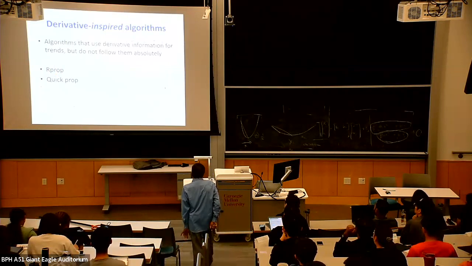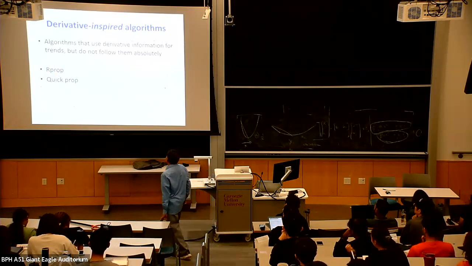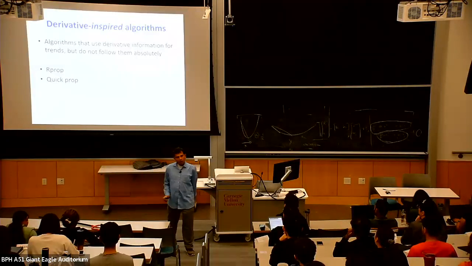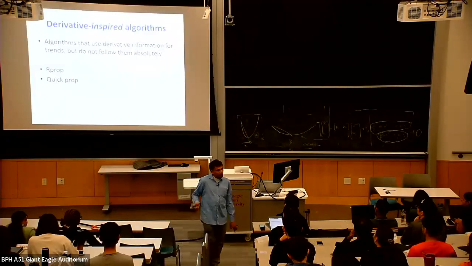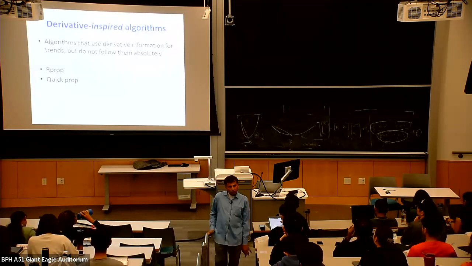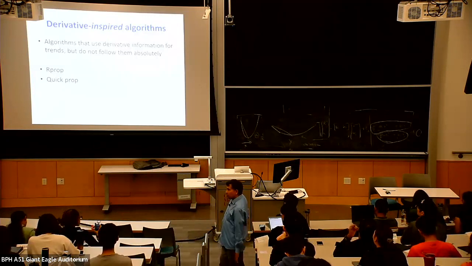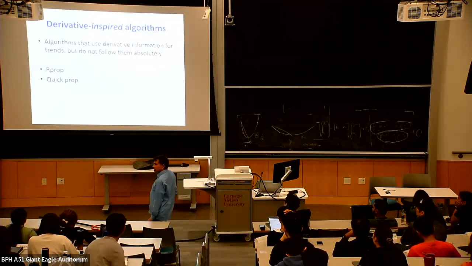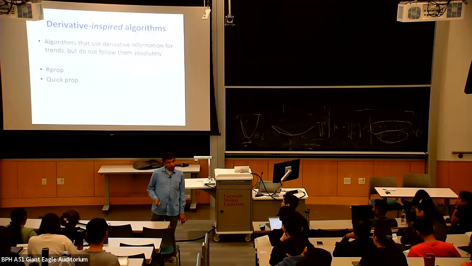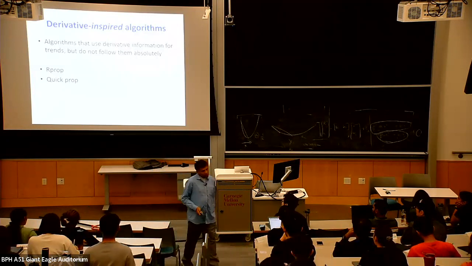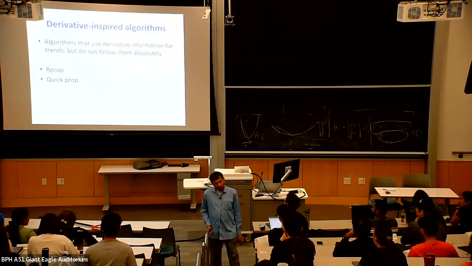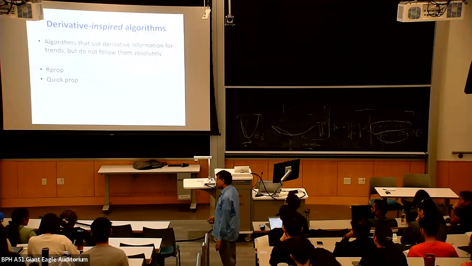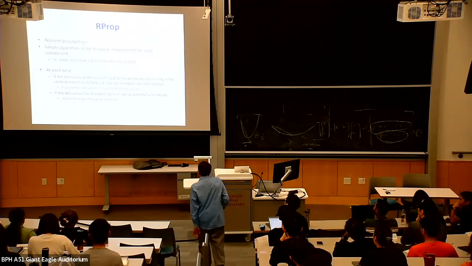And so there have been various great derivative-inspired algorithms that use derivative information for trends but don't follow them very religiously. So RProp, called resilient prop, and QuickProp. QuickProp was very popular, and these are still two of the best optimization algorithms around. Don't need a lot of thinking. QuickProp was invented by our own Scott Fahlman, and these were huge till Adam and those other algorithms came along. So I'm going to take a look at RProp.